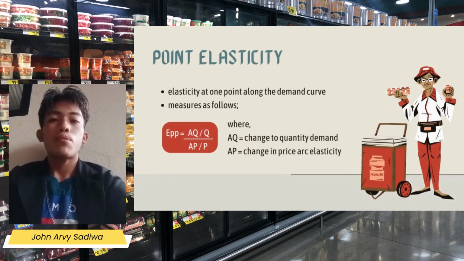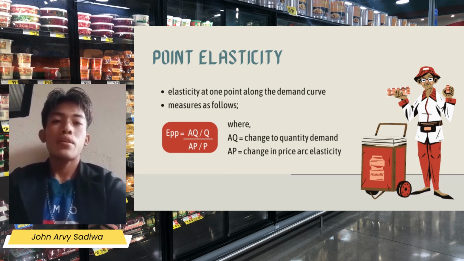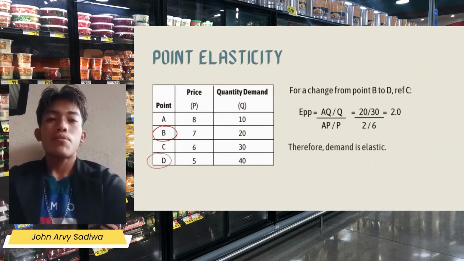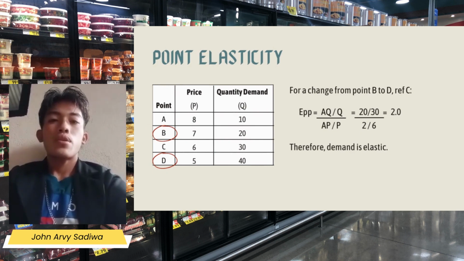The formula of point elasticity is equal to ΔQ over Q divided by ΔP over P. An example would be getting the point elasticity from point B to C. Substituting the values to the formula, we get a point elasticity equal to 7.0. Therefore, demand is elastic.